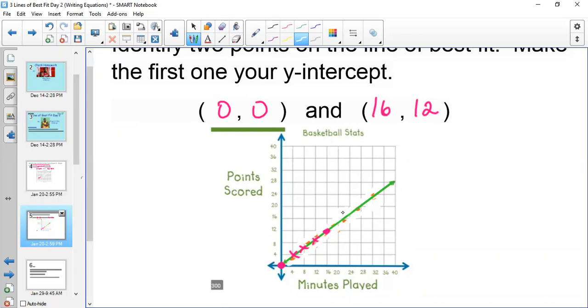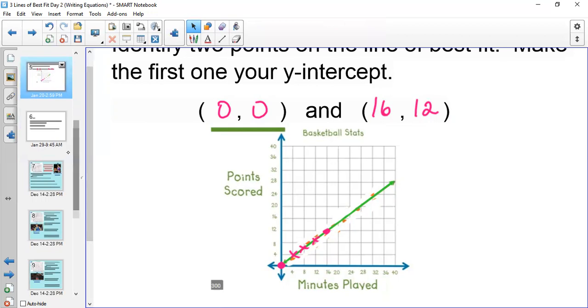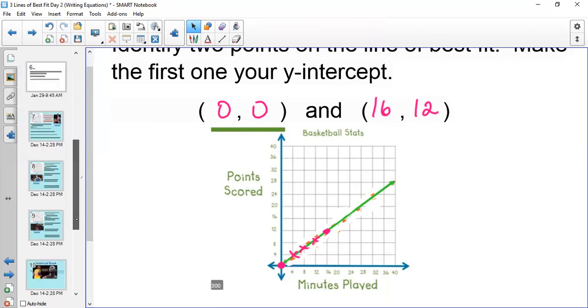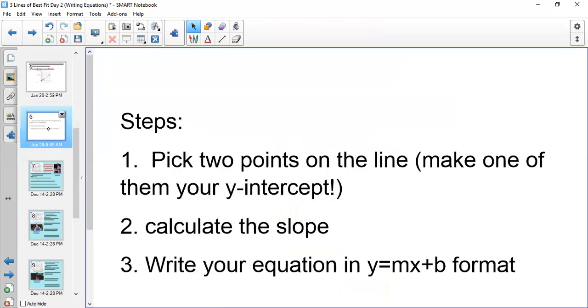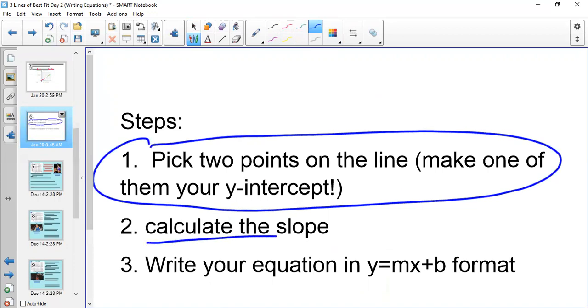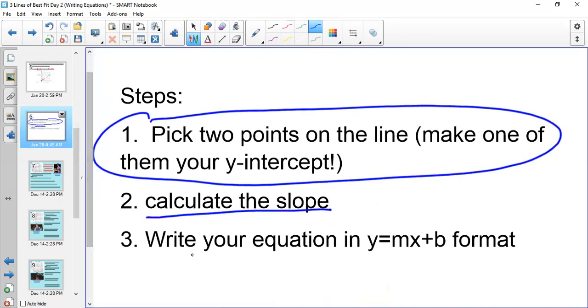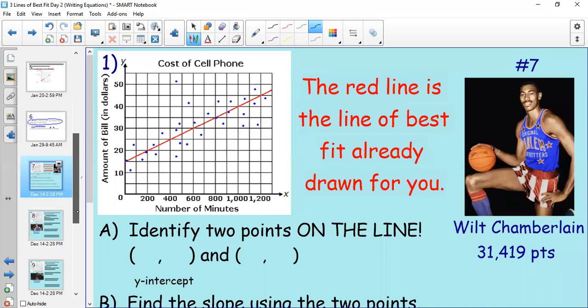Now that we practiced that, we're going to move on to using those 2 points to help us write an equation for the line of best fit. And we've already done this in the last chapter, so this should be kind of a review. We're going to pick the 2 points like we just did. We're going to use them to calculate our slope. And then we're just going to write them in the formula because we already have the b, the y-intercept, and we already have the m, so we just have to plug those 2 things in. All right, so let's see what this looks like.